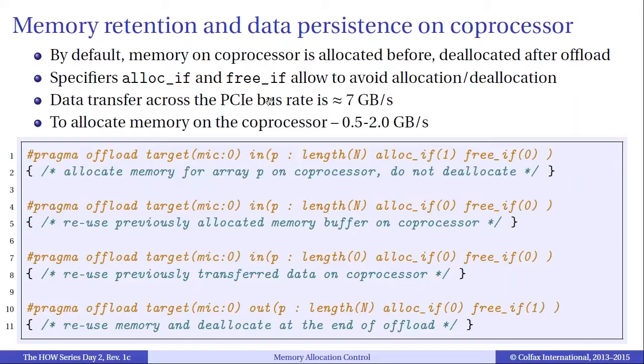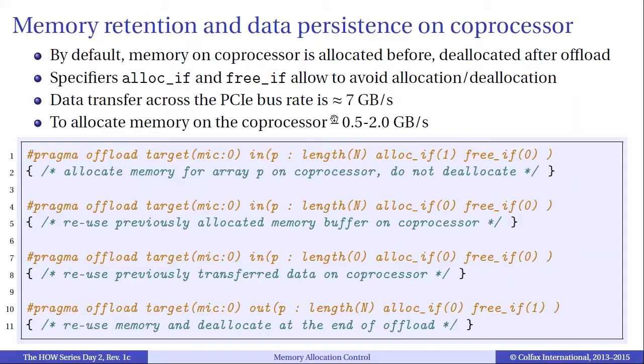The catch is that the sending of data is actually fast compared to the allocation of memory buffers. When you send data across the PCI Express bus, you achieve 7 to 8 gigabytes per second. But if you are allocating a large memory buffer on Xeon Phi, in the first generation of Xeon Phi at least, you get anywhere between half a gigabyte per second and 2 gigabytes per second. So memory allocation will actually take most of the time.